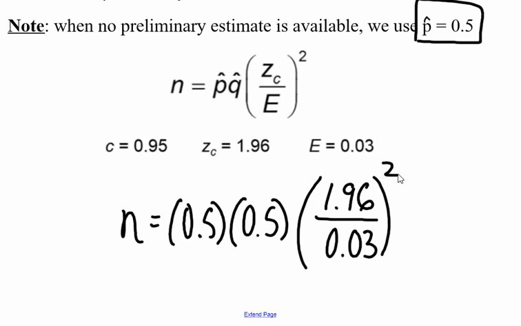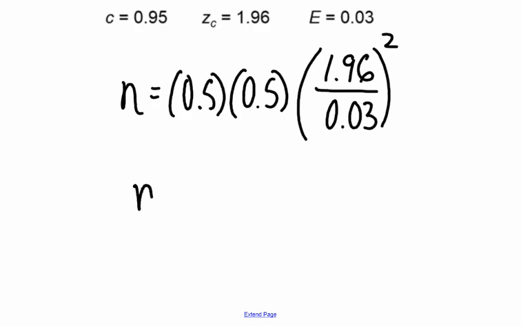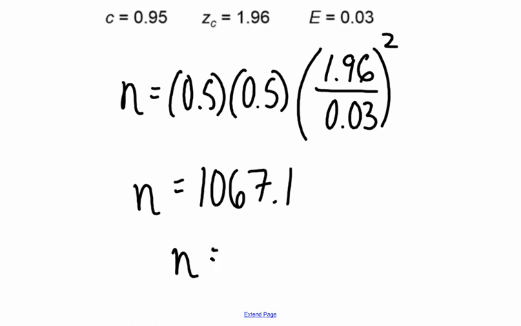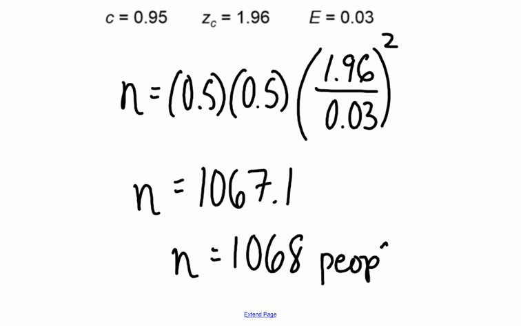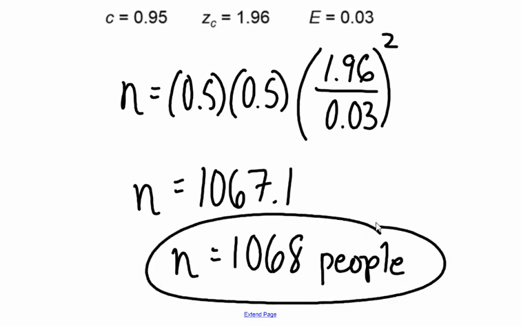And when we do it, just to save a little bit of time, you end up getting the sample size needs to be 1067.1. You should not round that down because I need at least that. So it's going to be 1068 people who need to be involved in the survey in order to get a 95% confidence interval with a margin of error of 3%.